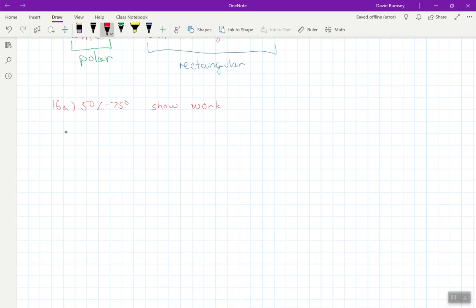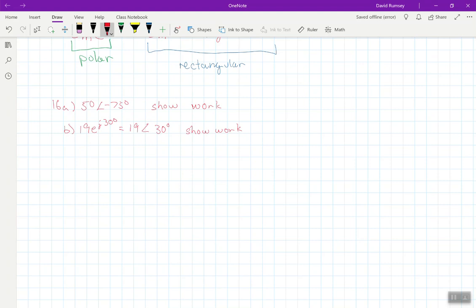And then part B for this problem is 19 e to the j 30 degrees, which remember is still polar format. If you want to, you can think of it as 19 at an angle of 30 degrees, and you need to show your work here as well when you're converting it to rectangular format.